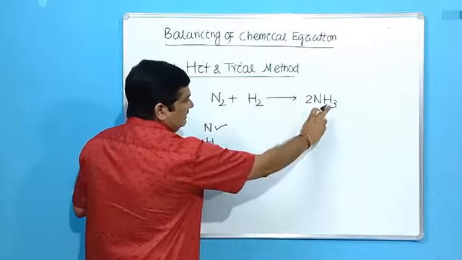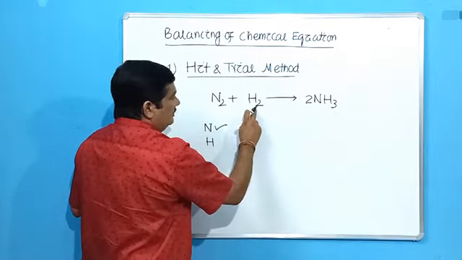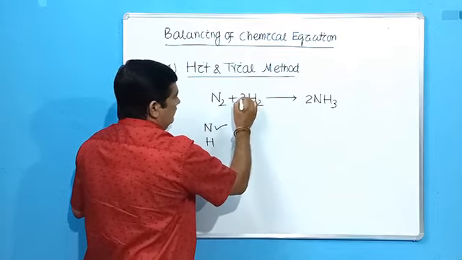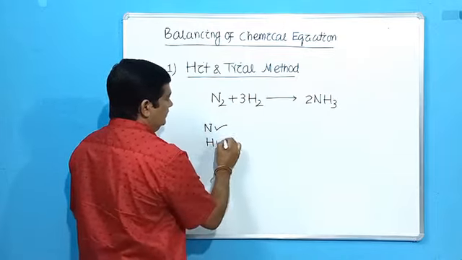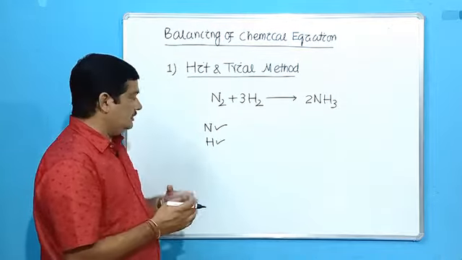What about hydrogen? Now 2 here, earlier 3 was there. But after multiplying 2, it has become 6. So it is 2 here. So we will make it 3. Now hydrogen is also balanced. So you can cross check like this. This is called hit and trial method.